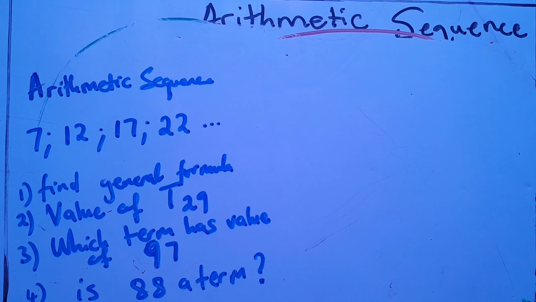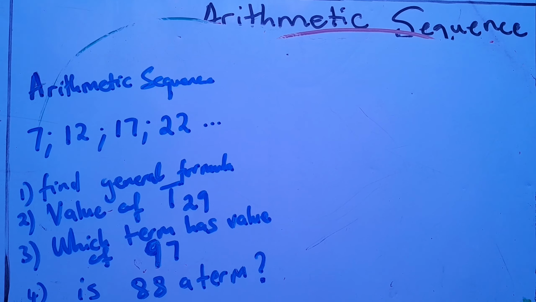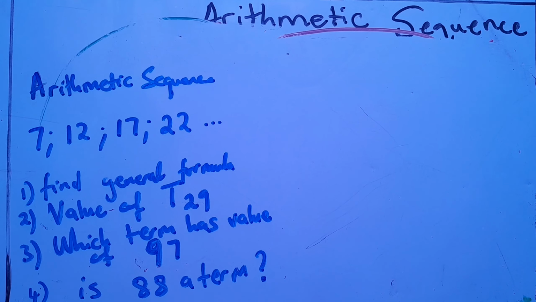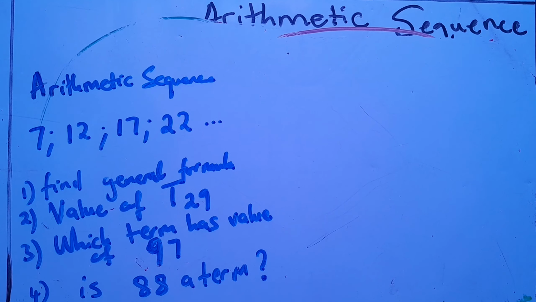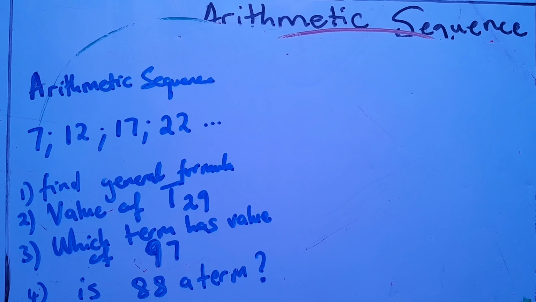So right now we are having a typical exam type of question, right? They gave us an arithmetic sequence, and the first question they said is find the general formula. The second question is find the value of T29. On the third one, which term has the value of 97, and the last one they said is, is 88 a term in this sequence. So let's just do this step by step, right?